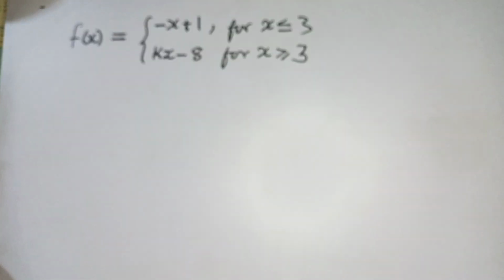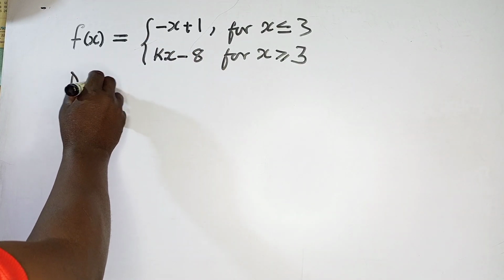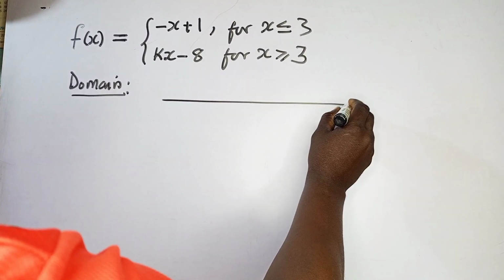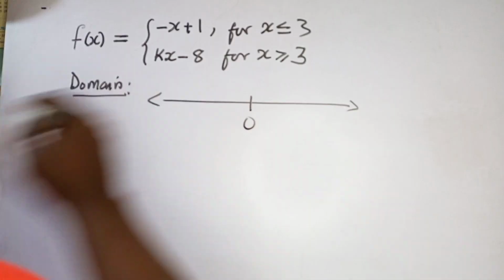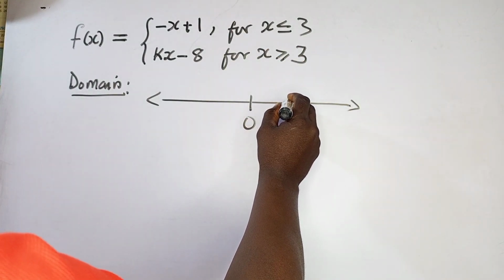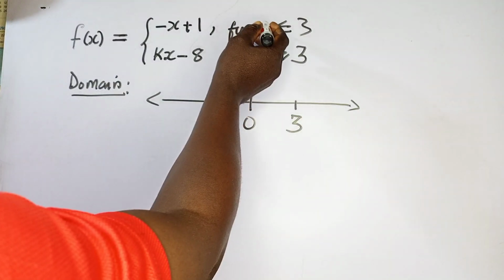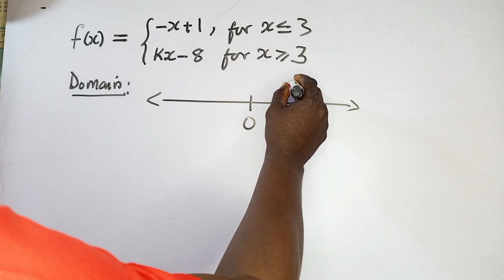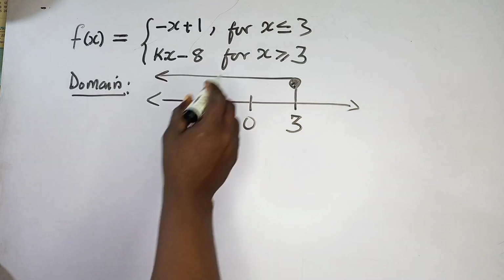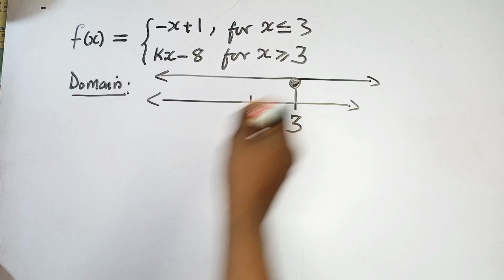Now, with such types of functions, we have to be careful. What is the domain of this function? The domain of this function clearly is all of the real number line. But there's some particularity at the point 3 on the number line. Less than or equal to 3 means all values from 3 backwards this way. Greater than or equal to 3 means all values again from 3 up this way.